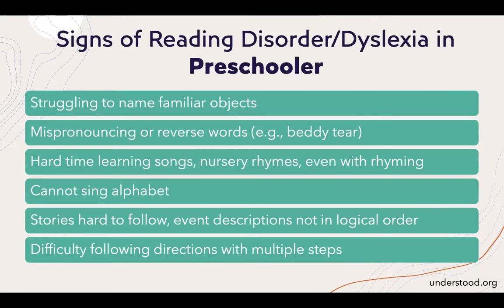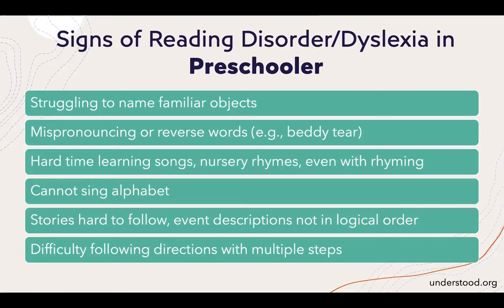All right, so the following are signs of having a reading disorder in a preschooler. So struggling to name familiar objects is one possible sign. Mispronouncing or reversing words. So for instance, I included this example of, rather than saying teddy bear, saying Betty tear, and switching words and sounds like that. Having a hard time learning songs, nursery rhymes, even when rhyming is involved, which can often be helpful. Some preschoolers struggle in this way. Not being able to sing the alphabet after having been taught and practiced.